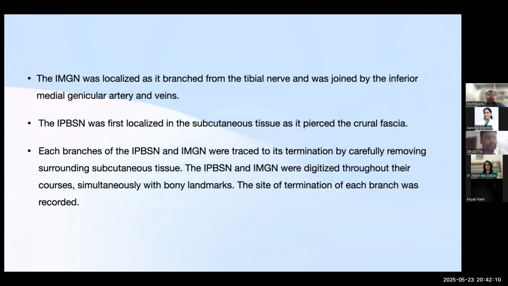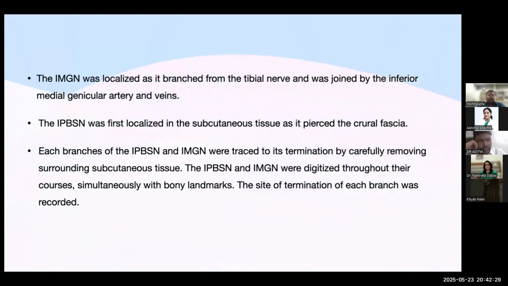The inferomedial genicular nerve was localized as it branched from the tibial nerve and was joined by the inferior medial genicular vessels. And the infrapatellar branch was first localized in the subcutaneous tissue as it pierced the crural fascia.